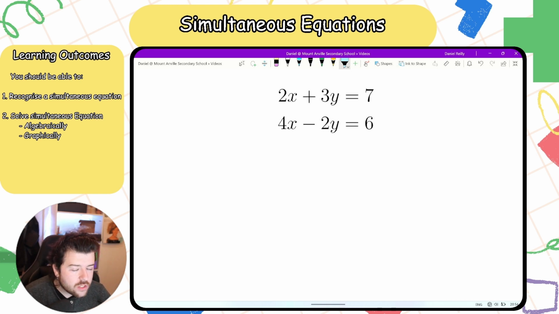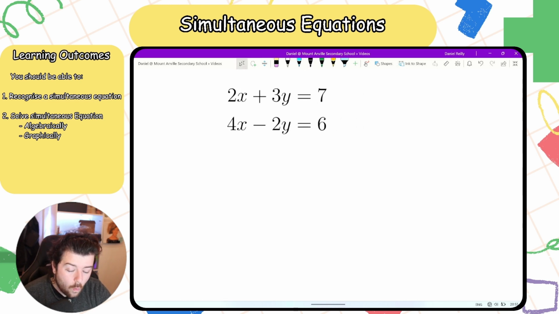In order to eliminate a variable, the coefficient in front of the variable we want to eliminate has to be the same number but with opposite signs. Here I have a +3y and here I have a -2y. So I have the opposite signs, but they're not the same number, and I need to get these to be the same number. So how do I do that? I'm going to be multiplying both equations by something.